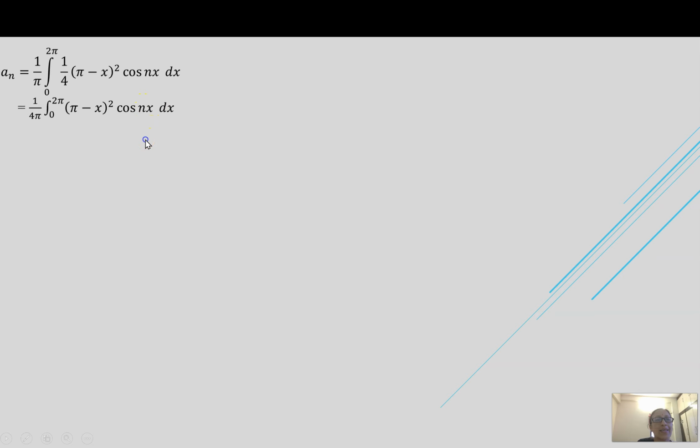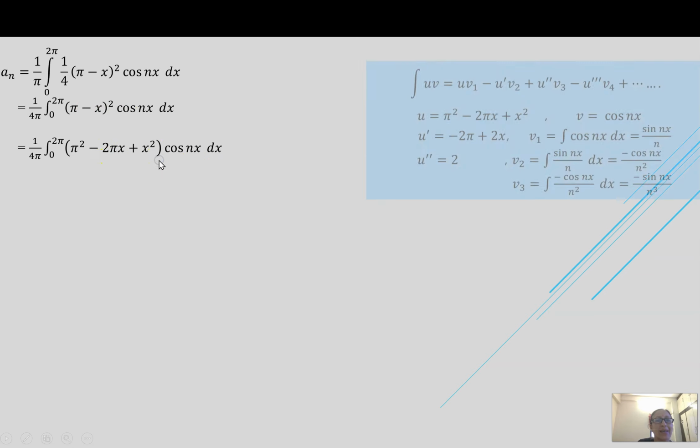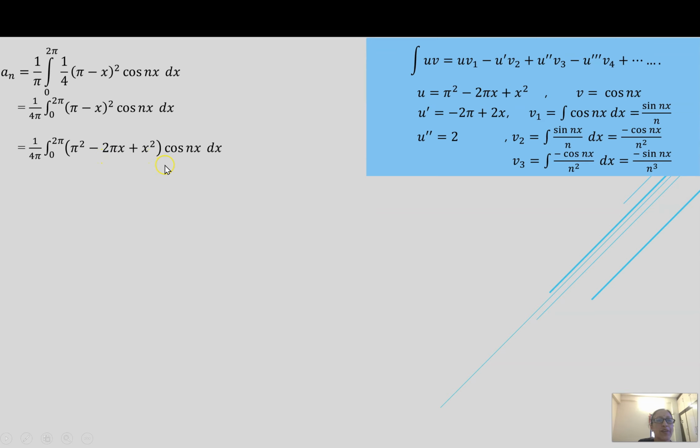Now to integrate this, we have to apply UV rule. So before applying UV rule, expand this bracket. Without expanding this bracket also you can apply UV rule, but if you expand this, it will be easy. So here pi square minus 2 pi x plus x square into cos nx dx. Here to expand this, we have applied a minus b whole square identity. Now let us see UV rule.